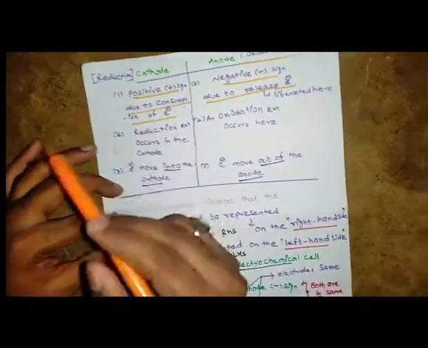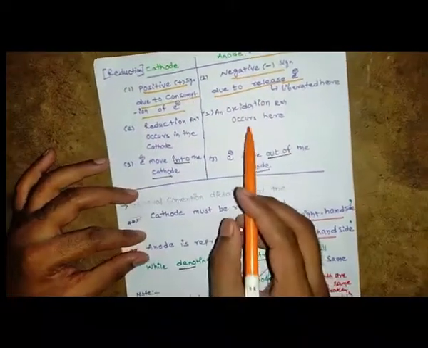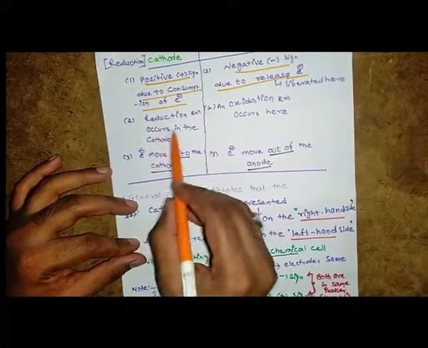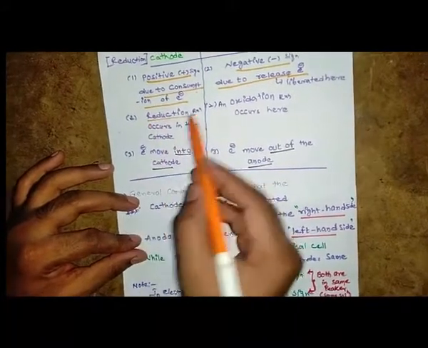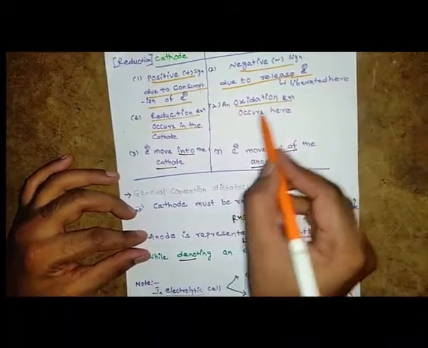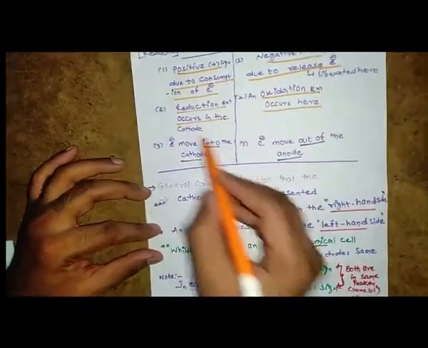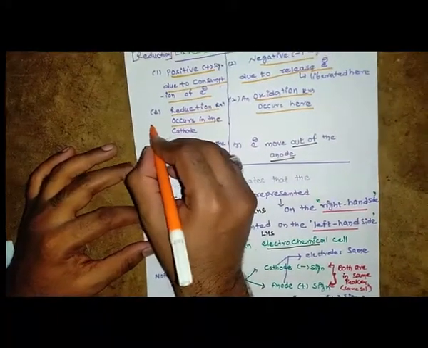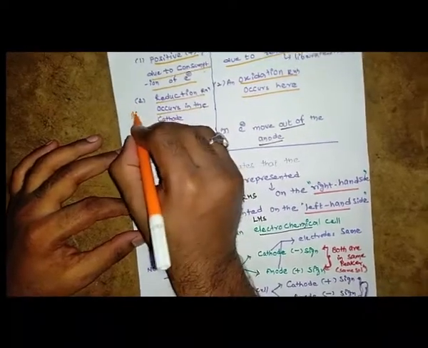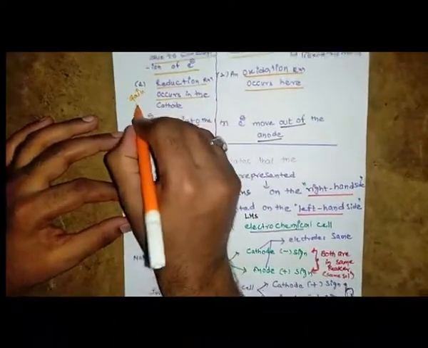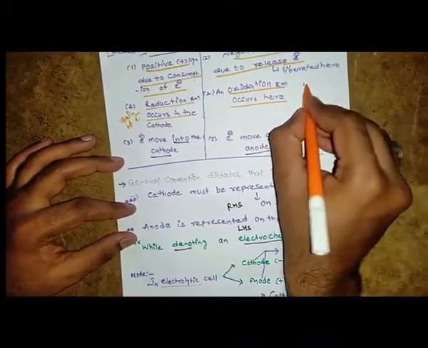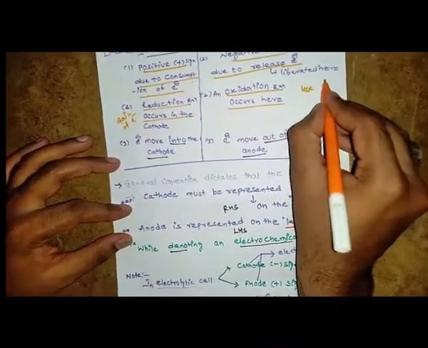This is the anode, this is the cathode. Reduction occurs here, oxidation occurs here. Next, reduction reaction occurs at the cathode, as I already told. Oxidation reaction occurs at the anode. We know well, reduction is gaining of electrons, and oxidation is loss of electrons.